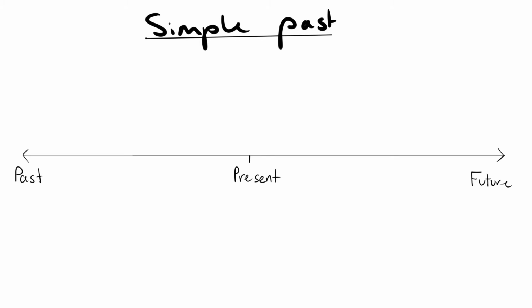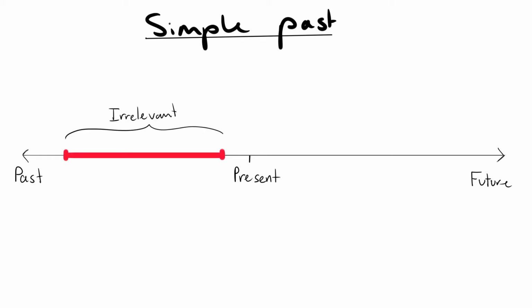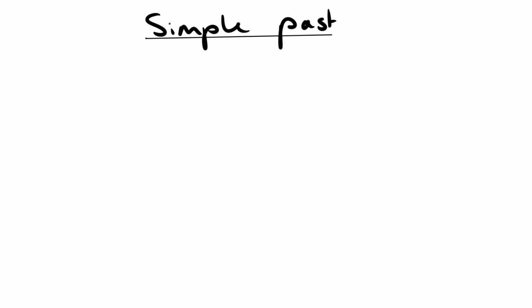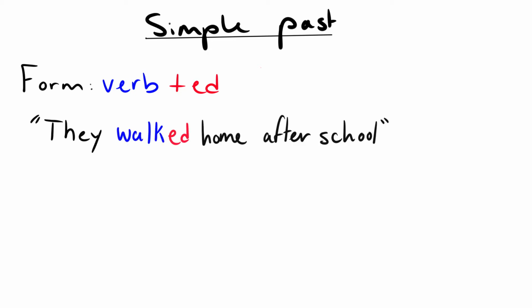It is used to describe an event taking place either in the recent or distant past and whose duration is irrelevant. This tense is used when talking about when something happened. The structure of the simple past is pretty easy. It is simply the subject plus the verb plus ed at the end of the verb. For example, they walked home after school.